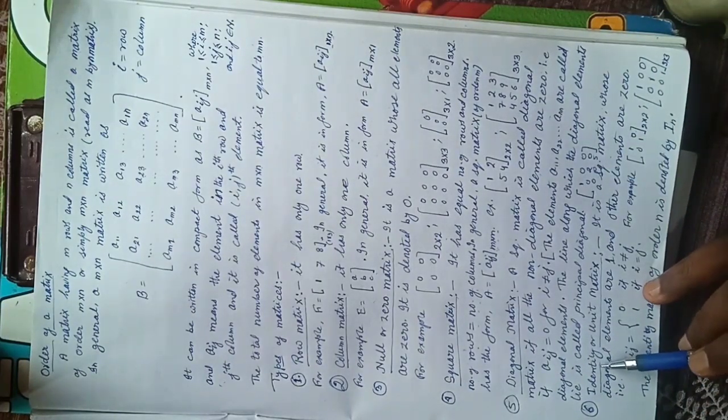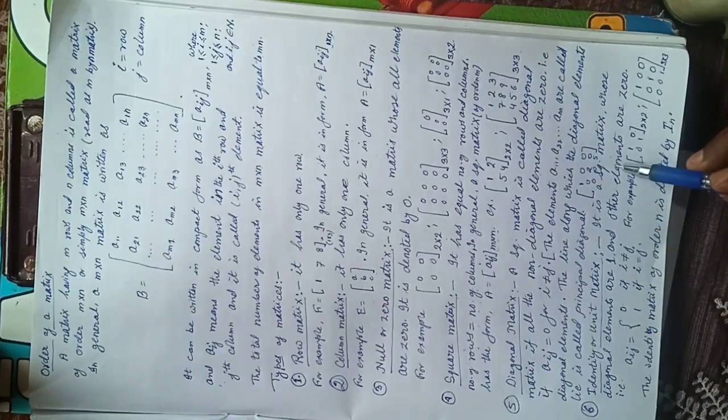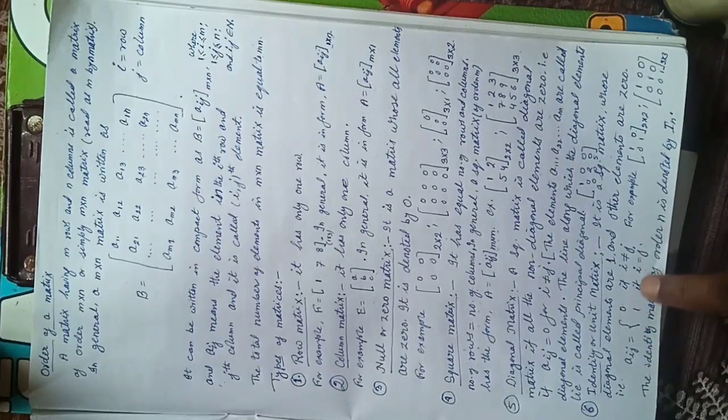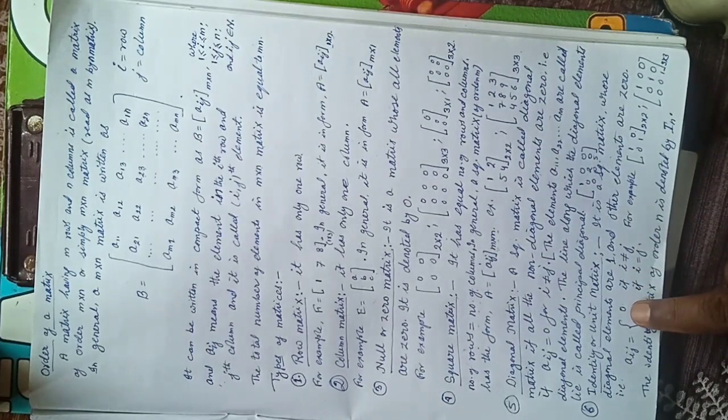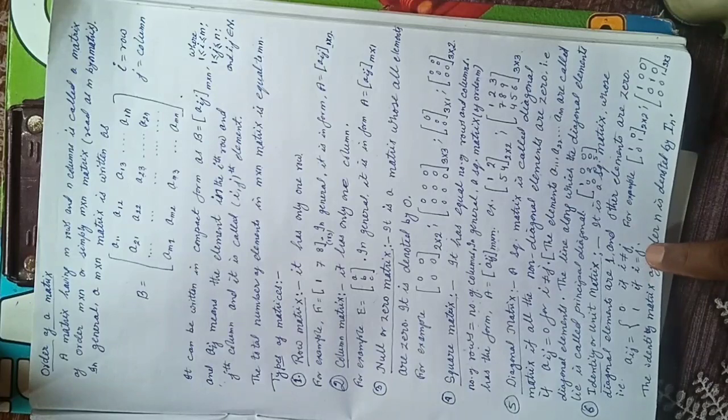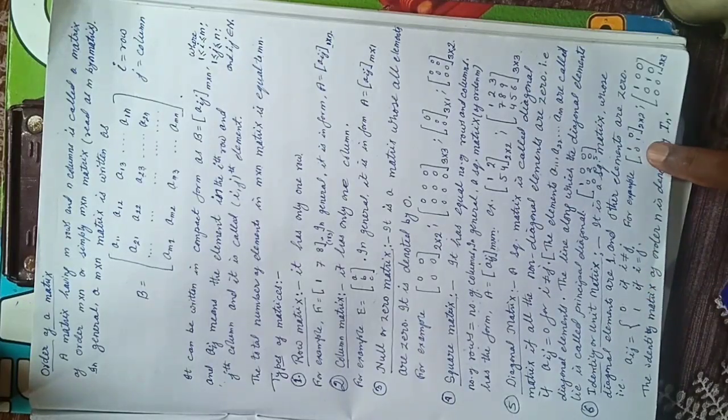Now, the identity or unit matrix. It is a square matrix whose diagonal elements are always 1 and other elements are 0. I have written it in the compact form aij: if i and j are not equal, because in diagonal elements i and j are always equal, the element is always 0. If i and j are equal, then the element must be 1. I have given the example here.